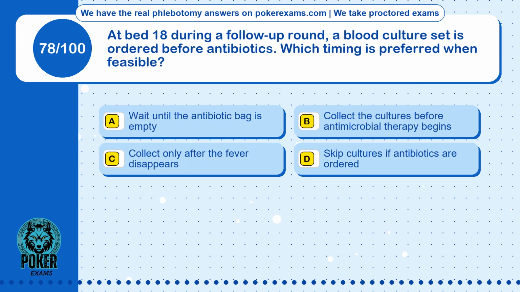Question 78. At bed 18 during a follow-up round, a blood culture set is ordered before antibiotics. Which timing is preferred when feasible? Option A. Wait until the antibiotic bag is empty. Option B. Collect the cultures before antimicrobial therapy begins. Option C. Collect only after the fever disappears. Option D. Skip cultures if antibiotics are ordered.